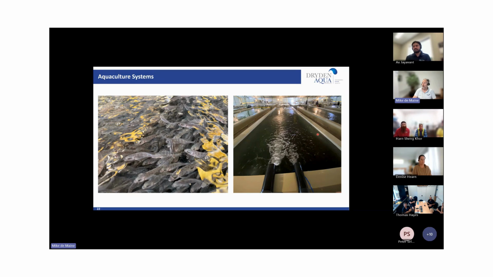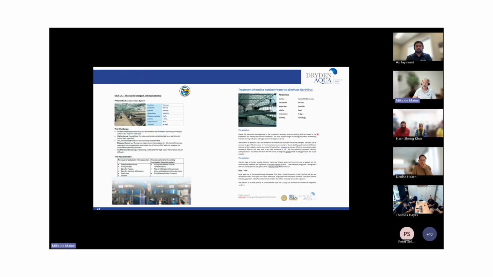Okay. Then if we talk about aquaculture systems, which now becomes more important for you, the shrimp hatcheries in Vietnam, the biggest hatchery in the world, uses our media and our air diffusers actually for their intake systems, because they had very big problems with their intake systems.